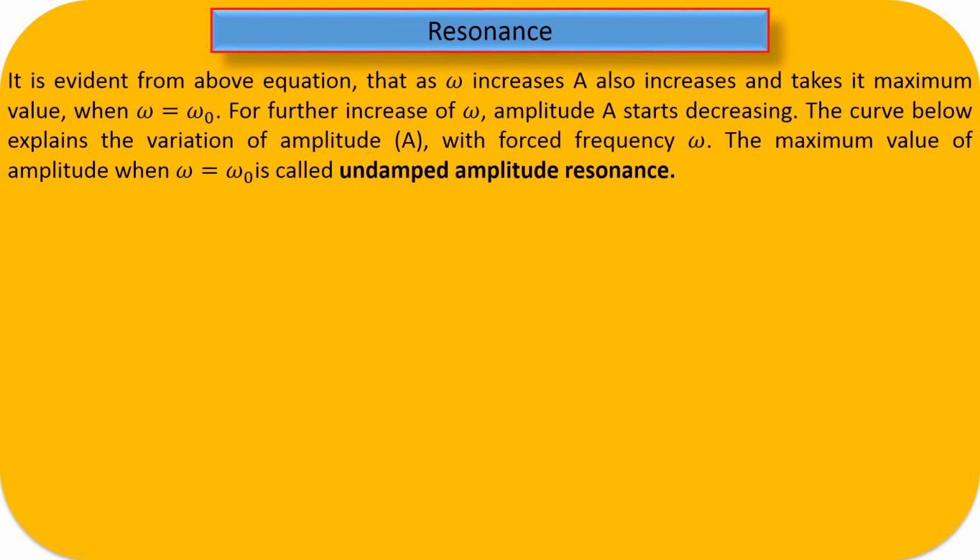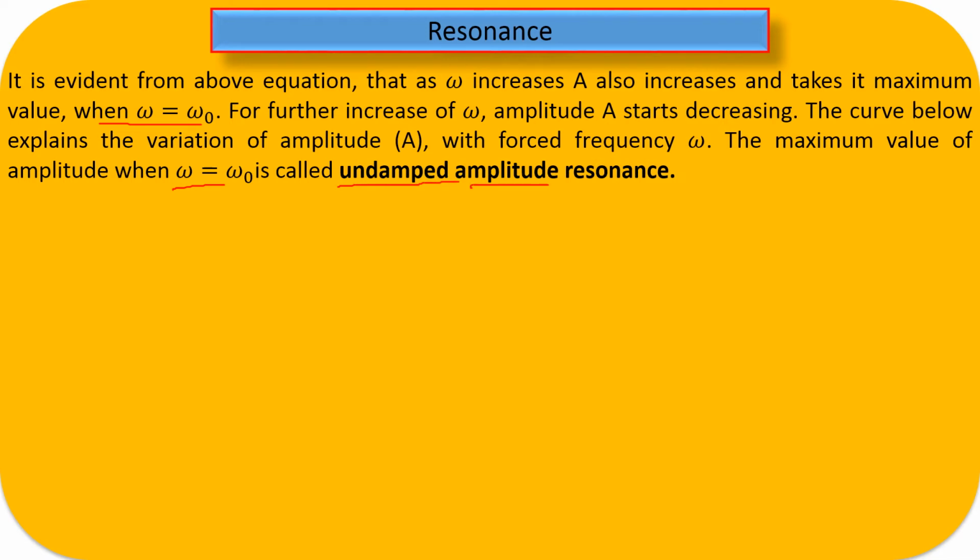So it is evident from the equation that as omega increases, A also increases, and it takes the maximum value when omega is equal to omega naught. That you must have understood. For the further increase of omega, amplitude A starts decreasing. The curve below explains the variation of the amplitude A with the force frequency omega. The maximum value of the amplitude when omega is equal to omega naught is called your undamped resonance.